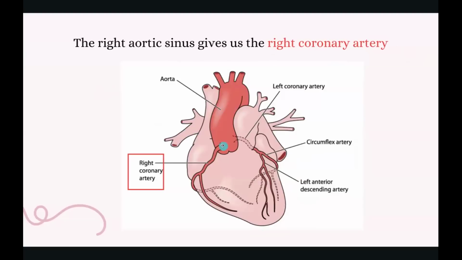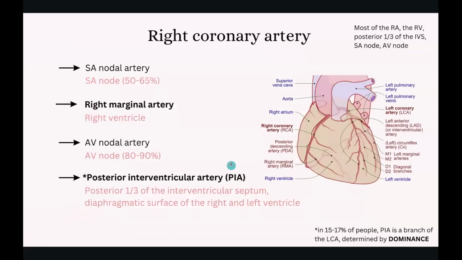So this is the aorta, and starting off with the right coronary artery, it comes off of the aorta from the right aortic sinus, and it courses anteriorly at first and through the coronary sulcus, and then it goes posteriorly to give off its branches. It gives some branches anteriorly too, which we'll see, but mostly it goes posteriorly. So now let's look at the branches of the right coronary artery.